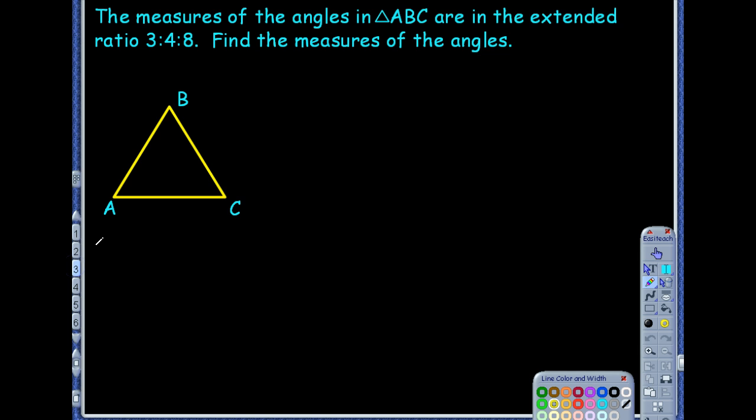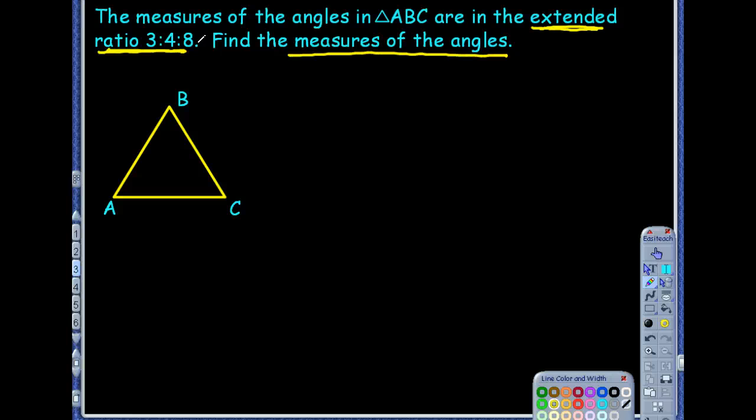We have another example. This one says, we're dealing with a triangle, as you can see in the picture. It says the measure of the angles in triangle ABC are in the extended ratio of 3 to 4 to 8. Now, we have never actually talked about an extended ratio, so we'll talk about that in just a minute. The question said, find the measures of the angles. So we're just finding the 3 angle measures. Now, what exactly is an extended ratio? What do you think? Well, it looks like it's a ratio, but it's just comparing 3 things instead of just 2 things. And usually, by definition, a ratio is a comparison of 2 things.